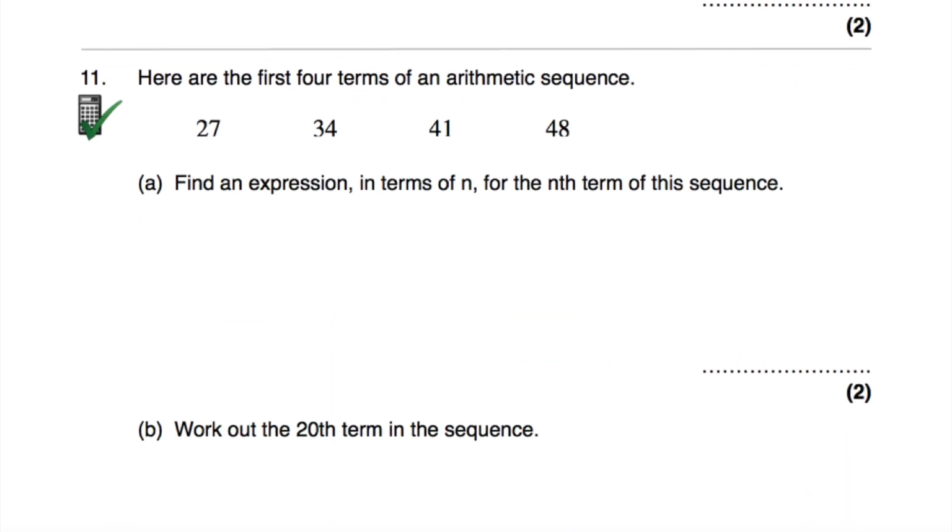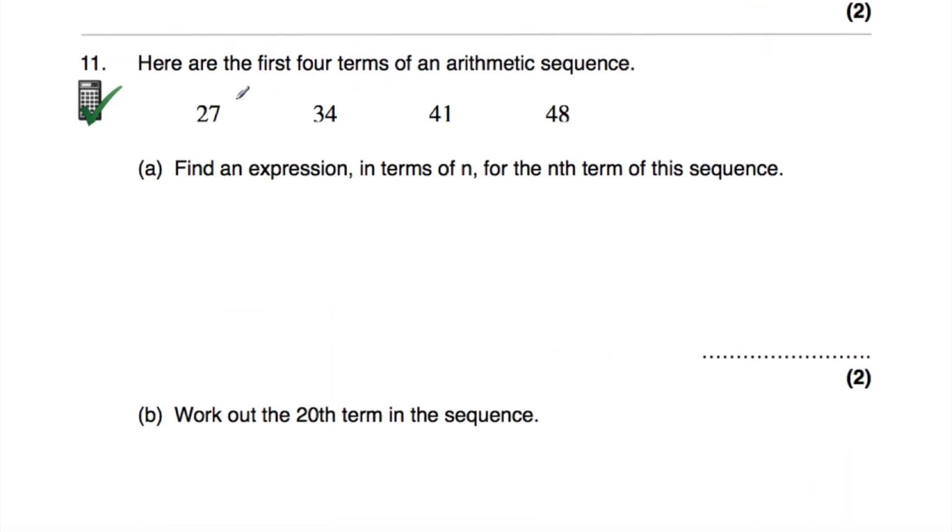Okay, let's look at our next question, question number 11. We've been given the first four terms of an arithmetic sequence, 27, 34, 41, and 48, and we've been asked to find the nth term of that sequence and then the 20th term. So let's find the nth term. 27, 34, 41, and 48.